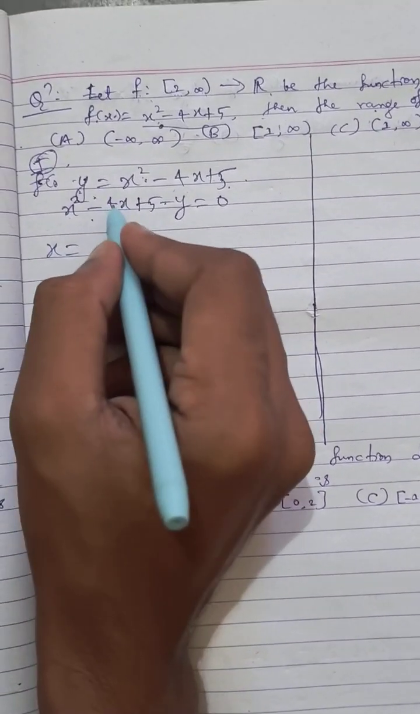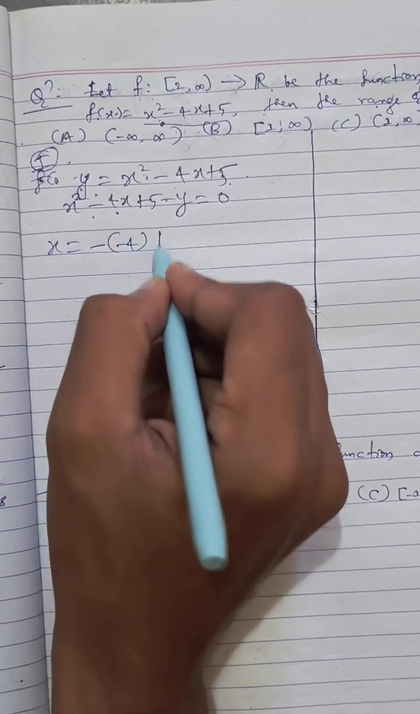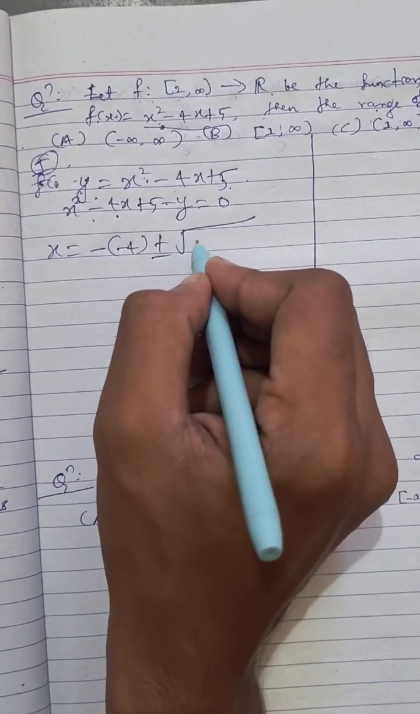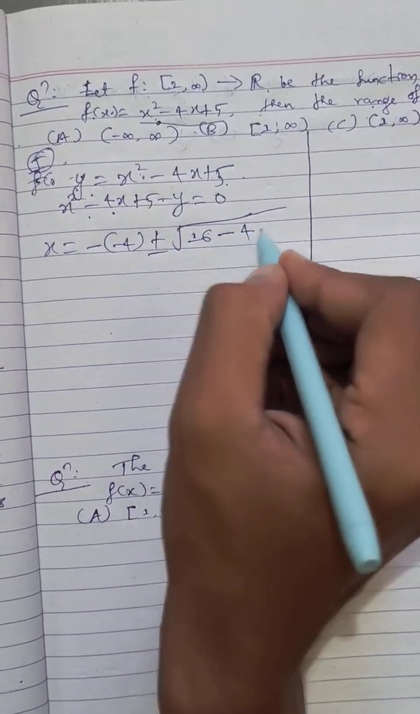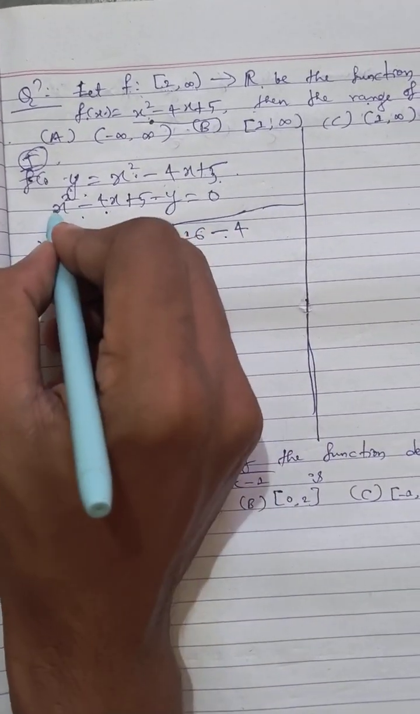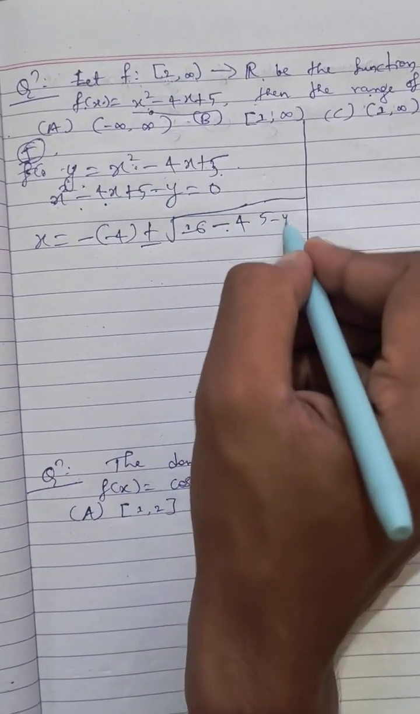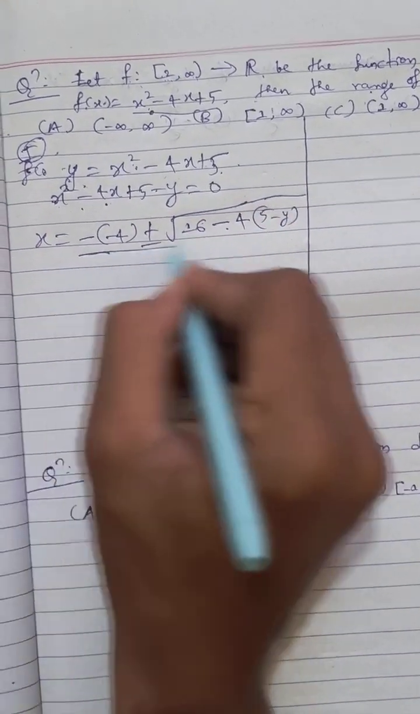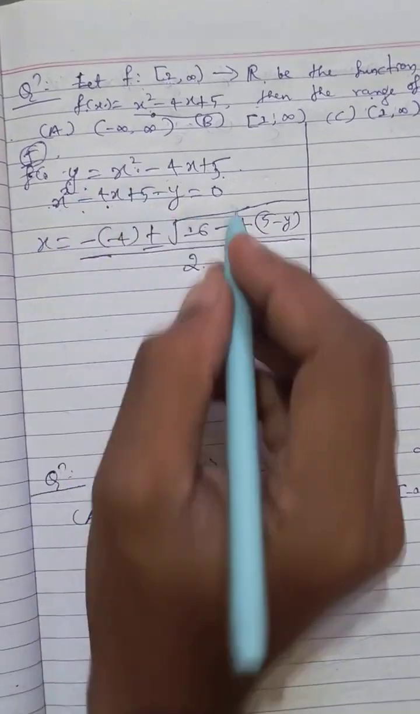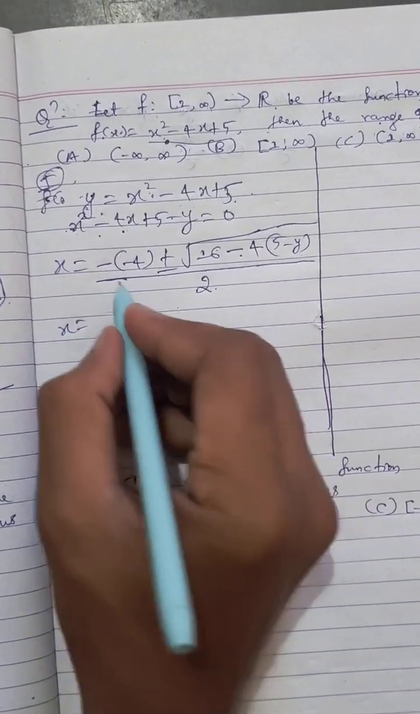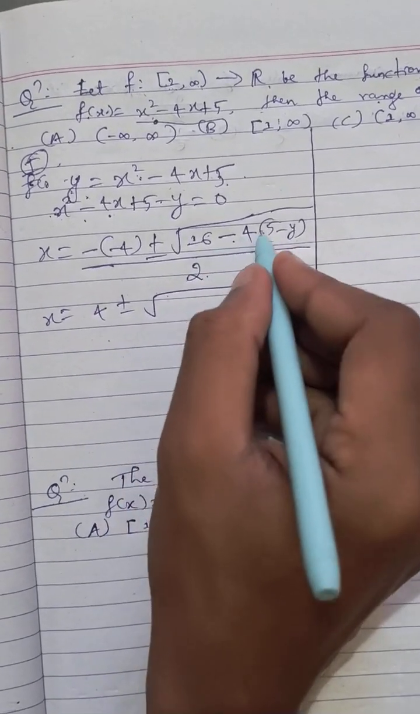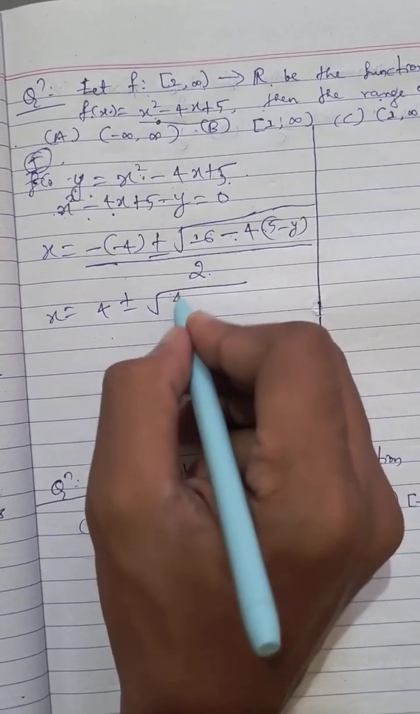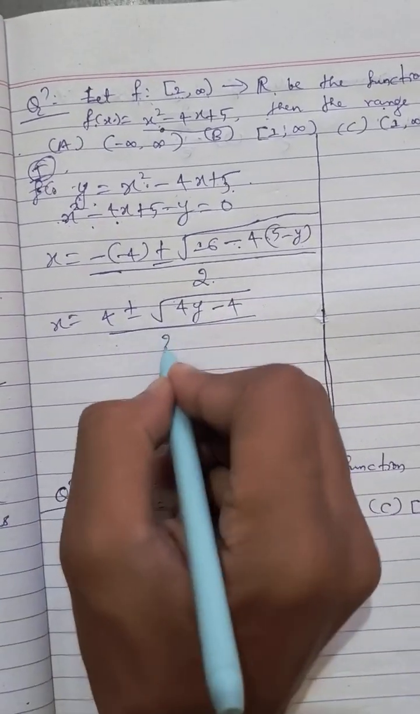So x is equal to, what is the value of b here? Minus of minus 4, plus or minus square root of b square. What is the b value? Minus 4 square is 16, minus 4, a is 1, c is 5 minus y, whole divided by 2a. 2 into a is again 1. So let us solve this. x is equal to 4 plus or minus square root of 16 minus 20 plus 4y, divided by 2.